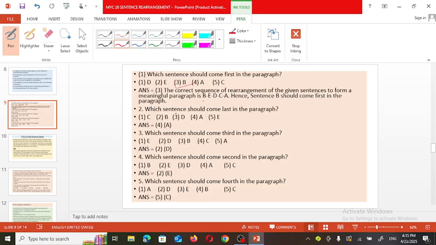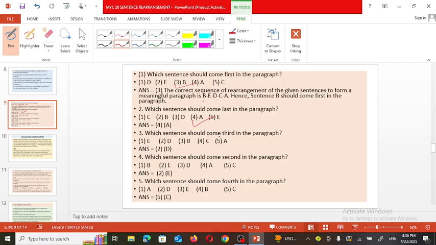So in this sequence, which sentence should come last in the paragraph? When we have rearranged these sentences, the A statement will be the last. Now the A answer is not given with the first option. Where this A option is given is the fourth answer. So our answer is 4, meaning A.